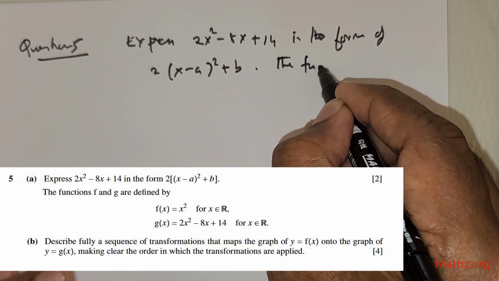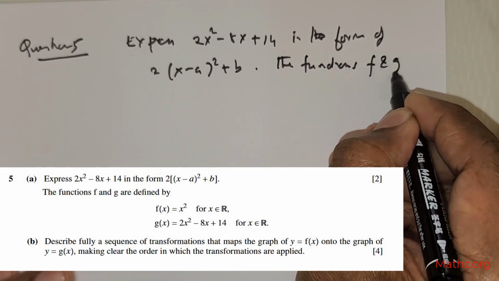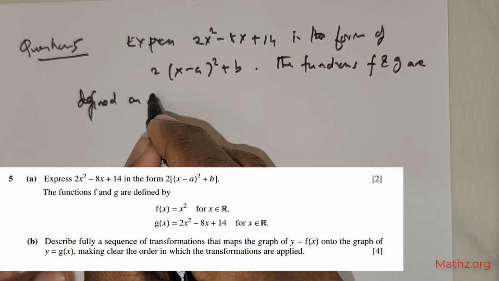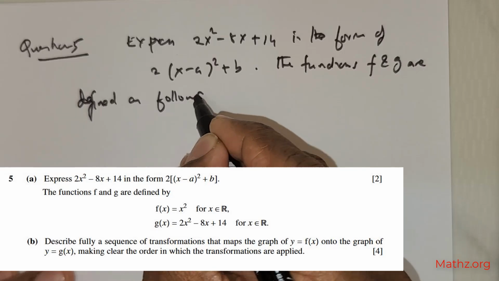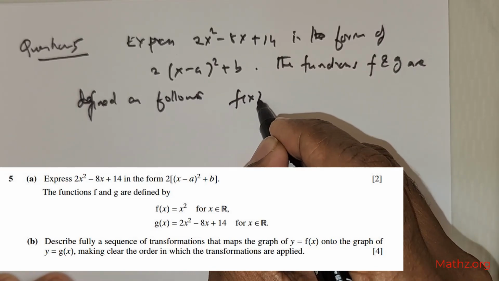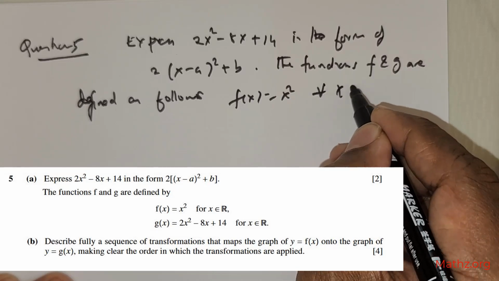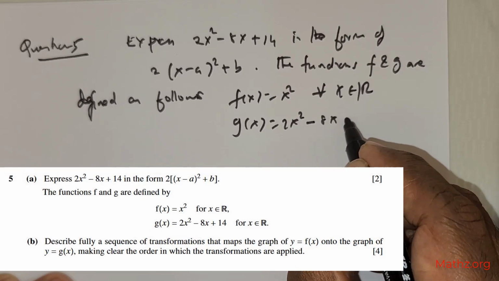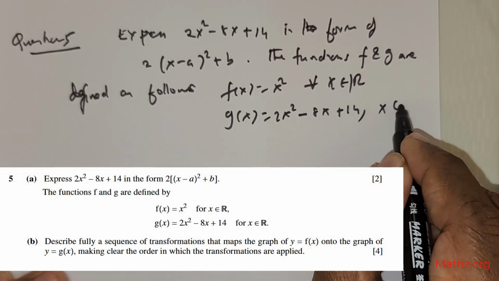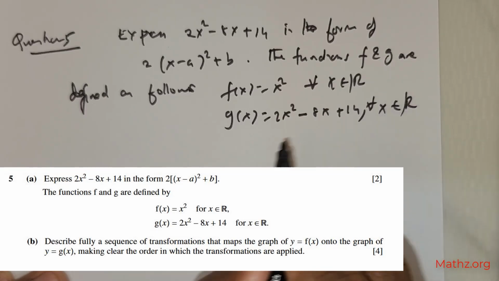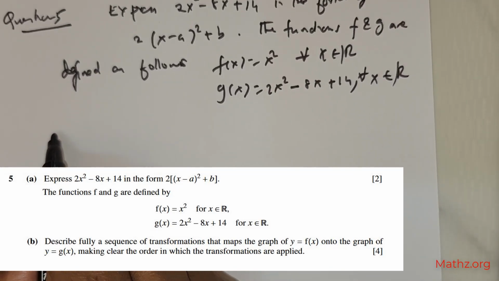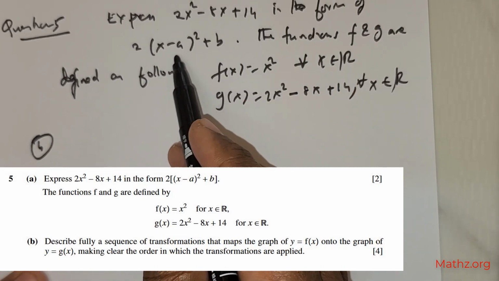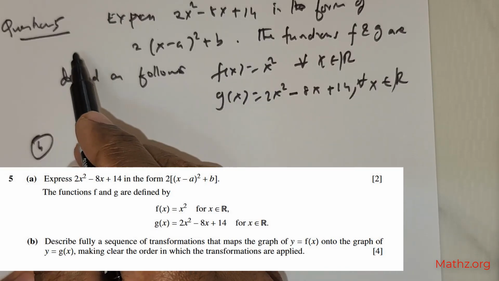Now the functions f and g are defined as follows. With f of x being equal to x squared for x element of real number, and g of x is equal to 2x squared negative 8x positive 14 for every x element of real number. This is part A: express this in the form of 2 times of x negative a whole squared positive b.